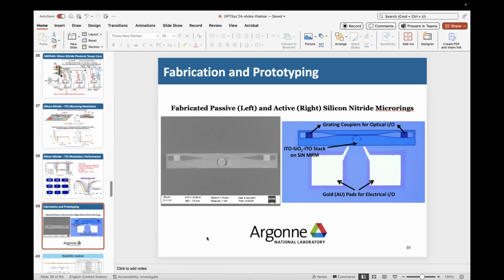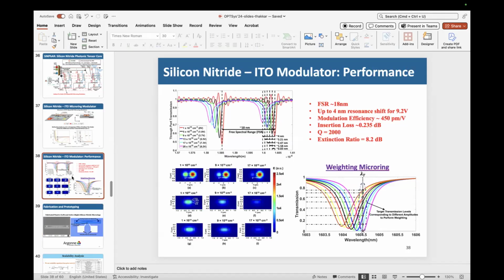Let's see. Another question about the silicon nitride micro ring. How fast can this ring switch? Because the tuning voltage is around 9 volts, generating a 5-10 gigahertz 9 volt signal will be challenging. It's a great question. We didn't run it beyond, I would say, 500 megasamples per second. We couldn't do it faster than that.